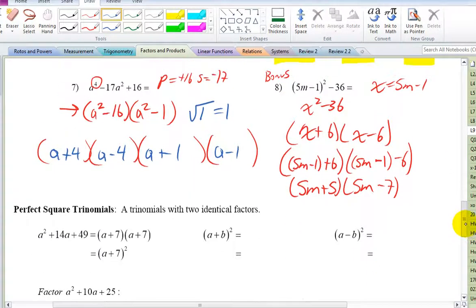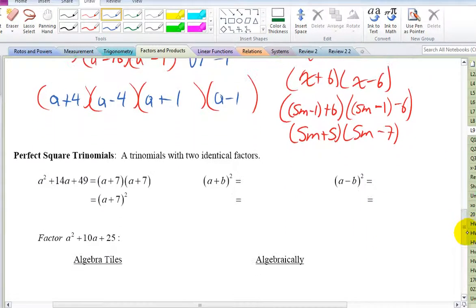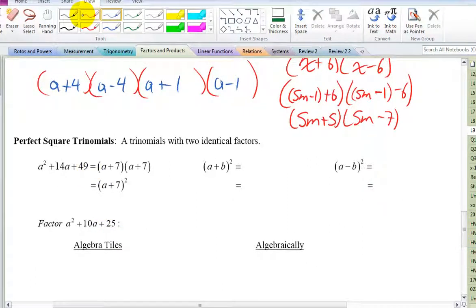Now we're going to look at perfect squares. So perfect squares. How we get a perfect square is the front term is squared. The back term is squared. To figure out the middle, you multiply together 7 times a, 7a, and then you double it. What's 7 times 2? 14a. Pretty cool trick, eh? So now we got a squared plus 14a plus 49.